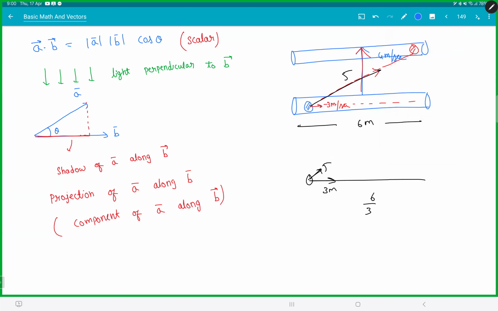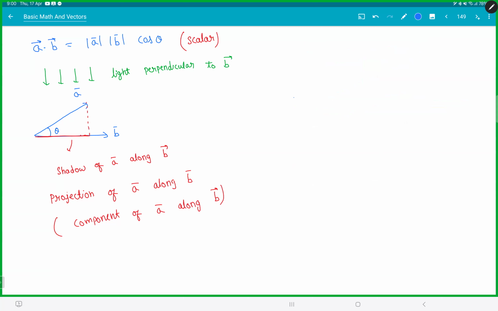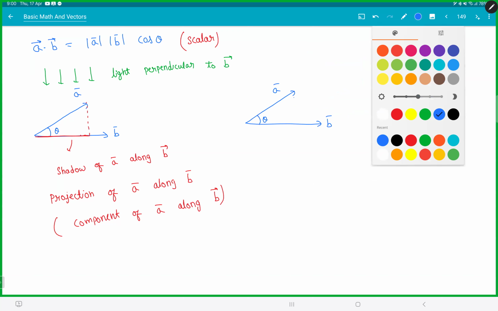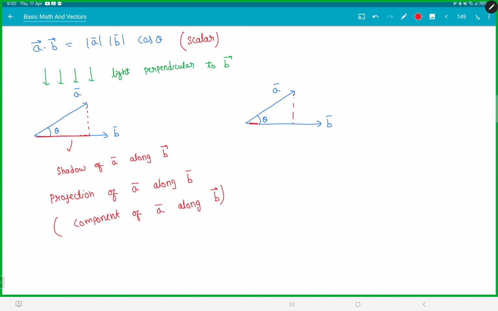So you can say 3 is the component of this velocity along the pipe. Are you getting the meaning of that? Every time you get some velocity, you want to divide components. This will be useful. We'll see how that is done. So this is A bar, this is B bar, this is theta. If you drop the shadow of this A bar, the length of the shadow is A cos theta, and it is pointing in the direction of B bar. So the vector will be B cap. So this is how we write it, everyone.